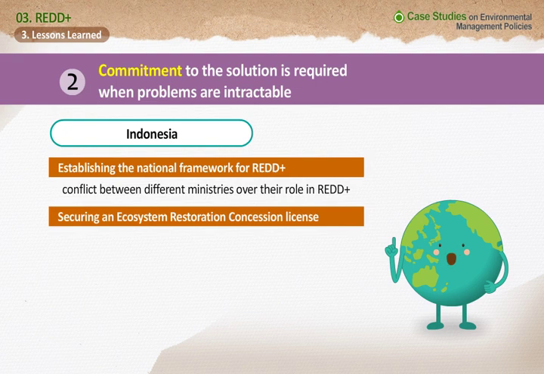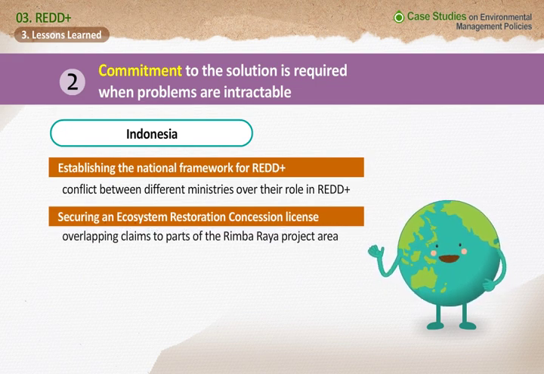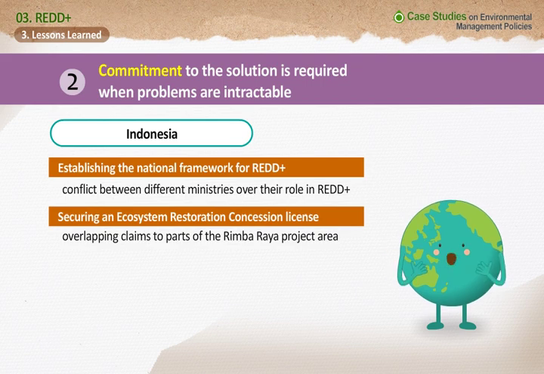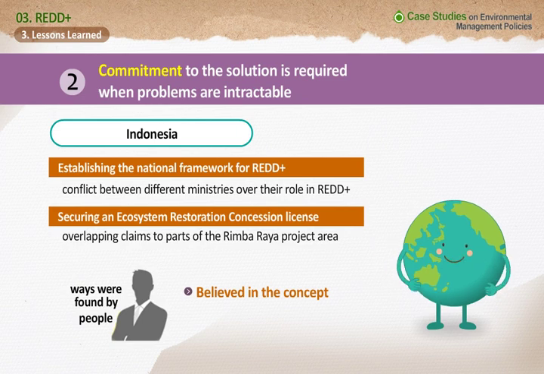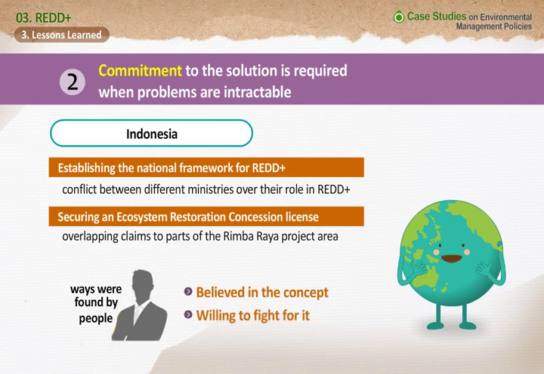For Rimba Raya, an unforeseen challenge was a long delay in securing an ecosystem restoration concession license because of outstanding overlapping claims to parts of the project area by some palm oil companies. In all of these cases, ways were found around the obstacles by people who believed in the concept and were willing to fight for it.